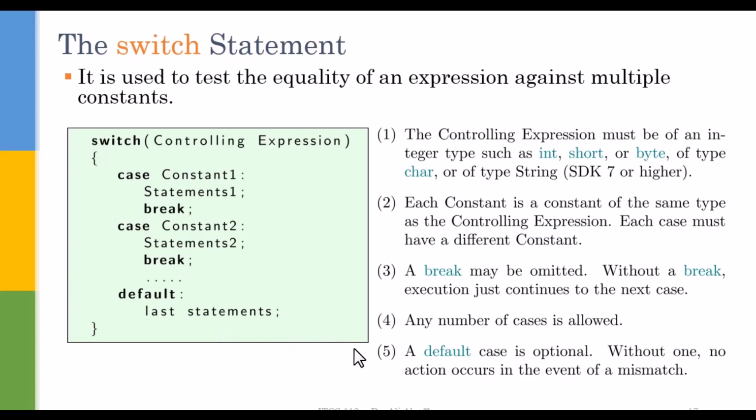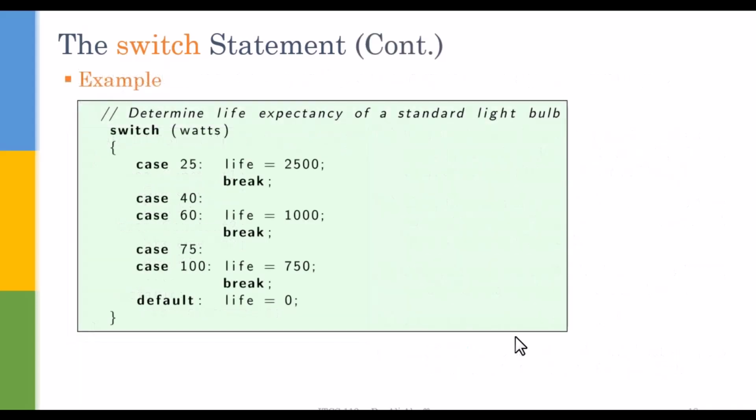Any number of cases is allowed. And then a default case, which is the last one, is optional. This is like the last else we have in a multi-branch if else statement. Without one, no action occurs in the event of a mismatch. We will go for an example here.